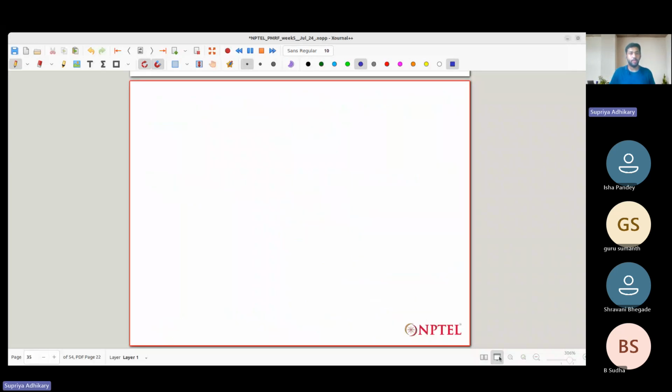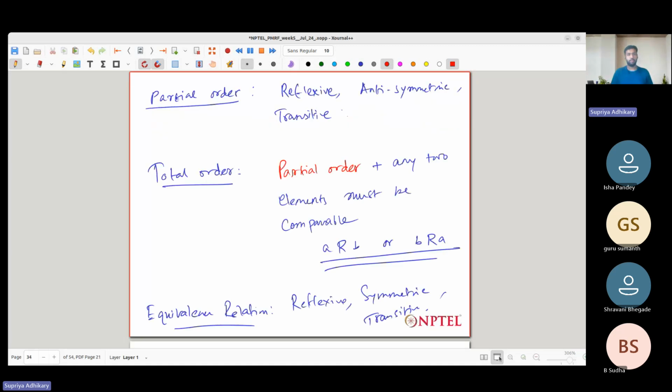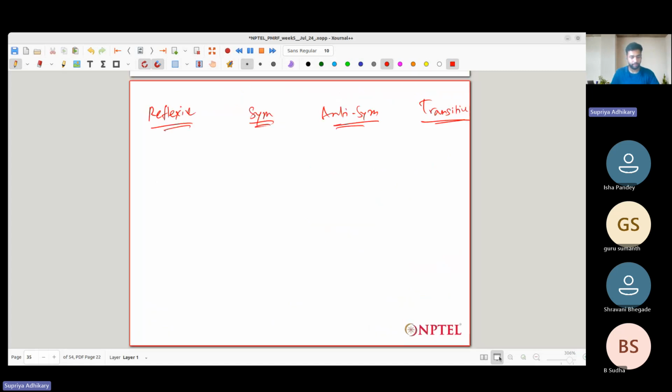So now again, we will check whether this relation that was given to us is reflexive or not, symmetric or not, antisymmetric or not, and finally transitive or not. Or rather, we just have to see whether it's a partial order or an equivalence relation or not. So first, let's check the reflexive property.